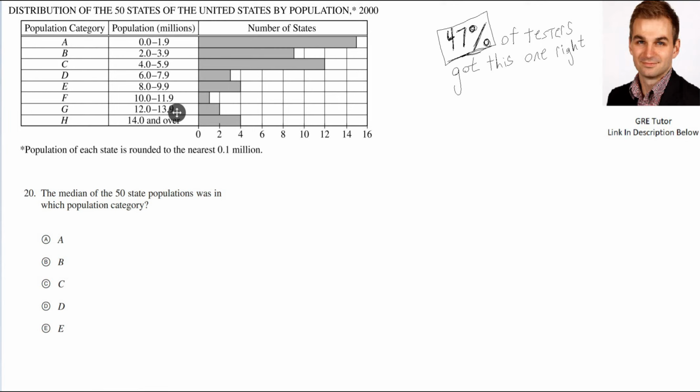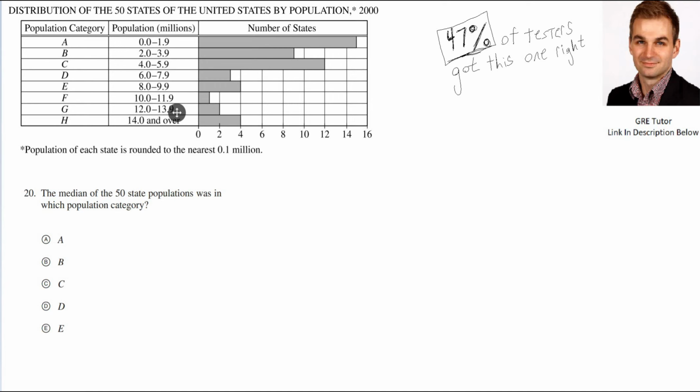Okay, so this is going to give you the distribution of the 50 states of the United States by population in 2000. So these are placeholders, this A, B, C, D, E, F, G. This is actually giving you information about what the population was in a broad way. And then this is giving you the number of states that fit within these categories. So, for example, 15 states had a population of 0 to 1.9 million in 2000. 9 states had a population of 2 to 3.9 million, and so on and so forth. Okay, so that's the information that the chart is trying to give you.